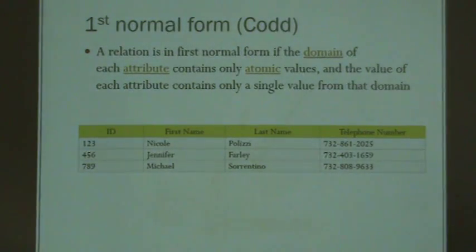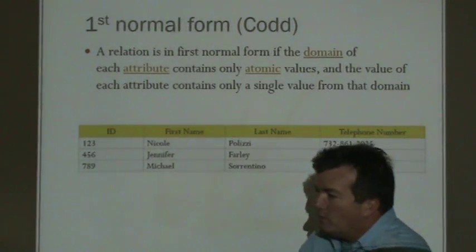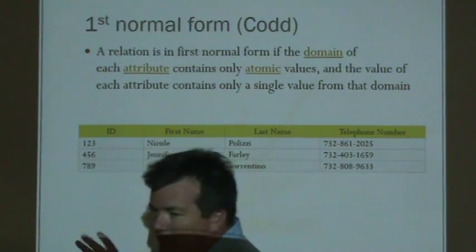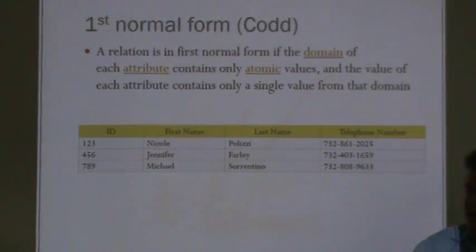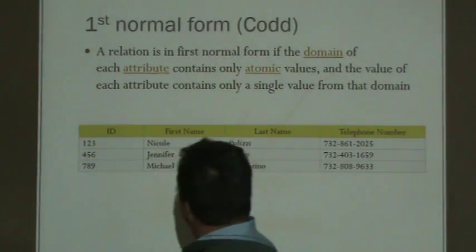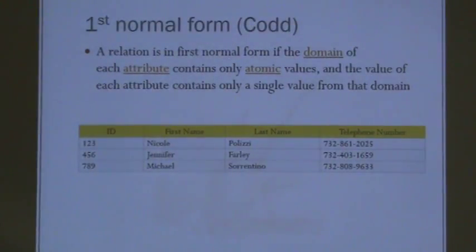Okay, so the first normal form, which gets credited to Codd, I think this was around 1971, the first normal form is if the domain of all the attributes contains only atomic values. And then the value of each attribute contains only a single value in its domain.